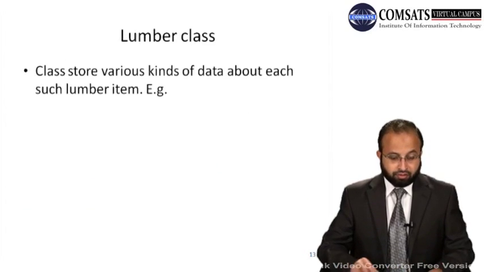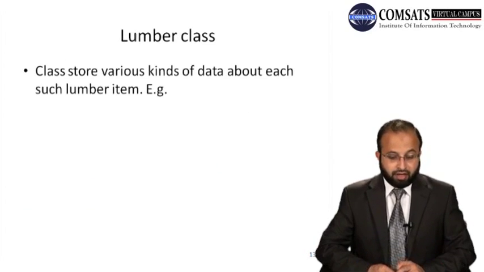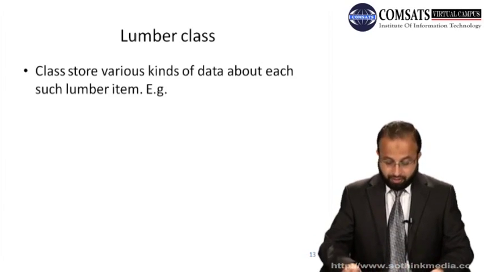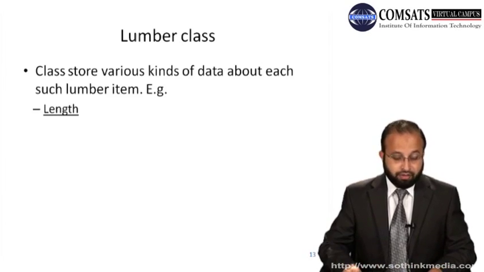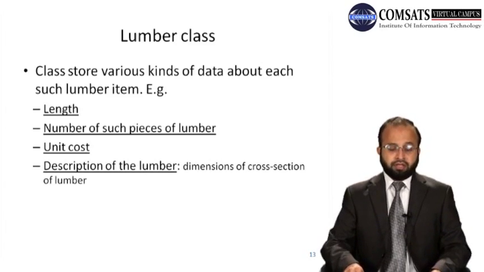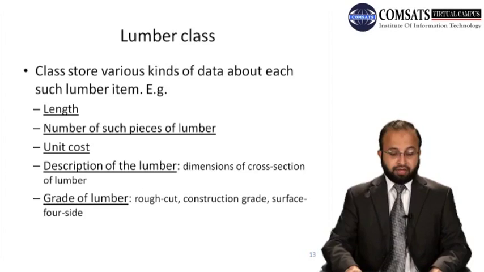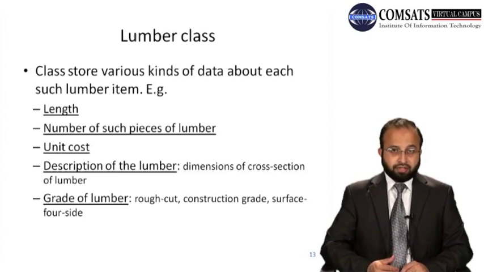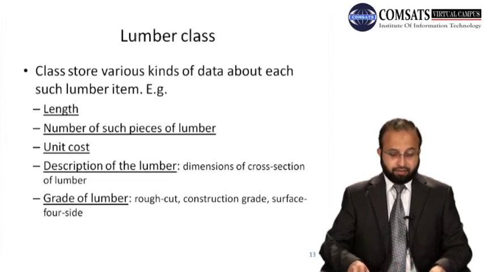So the class stores various kinds of data about each such lumber item. For example, the length of a lumber, the number of such pieces of lumber, the unit cost, and then the description of the lumber, that is the dimension of the cross section of the lumber, and the grade of the lumber, that is rough cut or construction grade or surface four side. So these are the fields that we want to store in a lumber class.